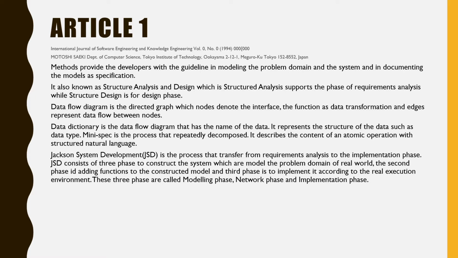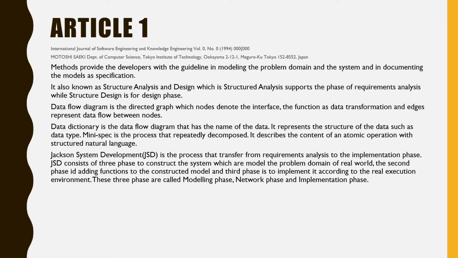Data dictionary is a data flow that has the name of the data that represents the structure of the data. Data flow diagram is a directed graph that denotes the interface, the portion as data transformation, and edges represent the data flow between the nodes. Mini specification is a process that repeatedly decomposes and describes the content of each operation with structured natural language.